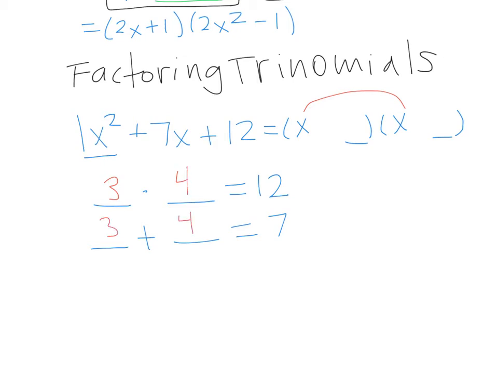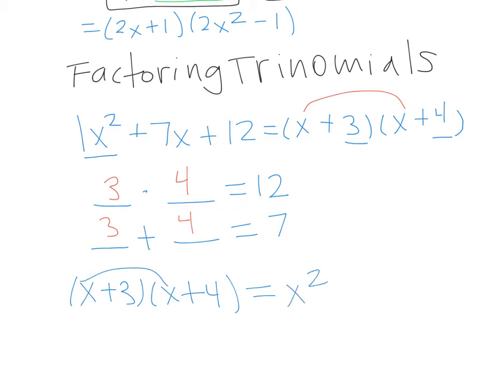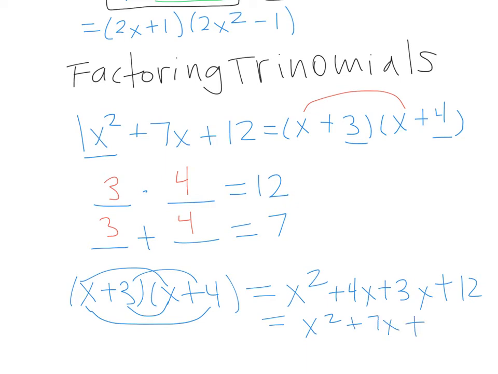So if we plug those in, we get x plus 3, x plus 4. We can always check our work by multiplying. So if we take what we've just got, x plus 3 times x plus 4, and now multiply those, all right? So we do first times first, we get our x squared. Outer times outer, we get a 4x. Inner times inner, we get 3x. And last times last, we get 12. And then combining those middle two terms, we end up with what we started off with. Okay, so that's the easiest, most straightforward way to factor a trinomial.